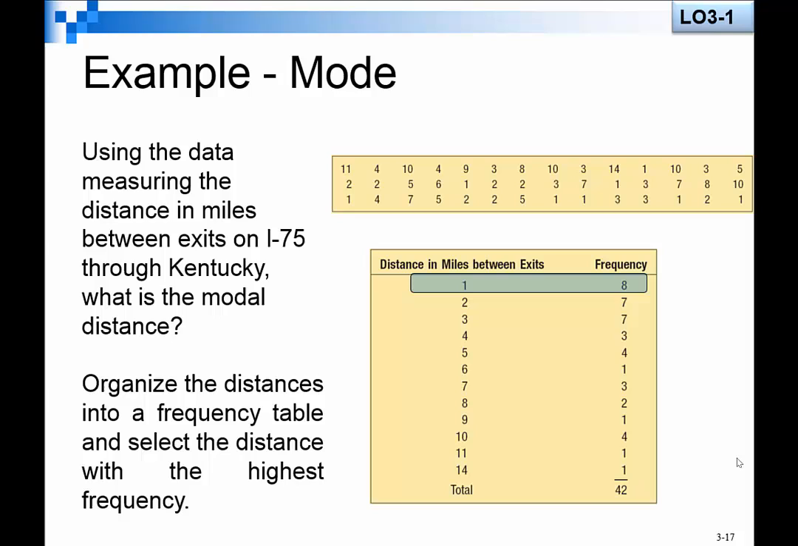Also, if you are using Excel to find the mode, Excel will only tell you the first mode it finds, so there could be more. It doesn't tell you all the modes that exist if you're using the mode function, just so you know. And that concludes our screencast on the median and the mode.